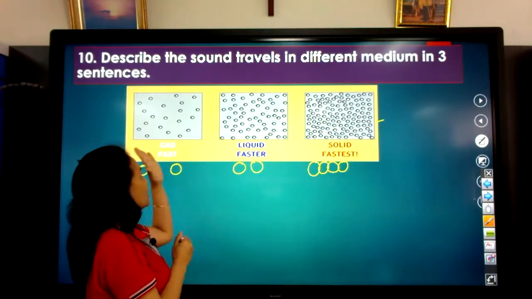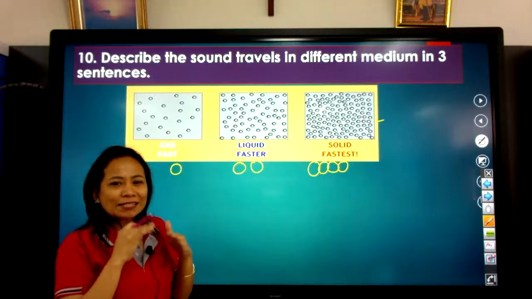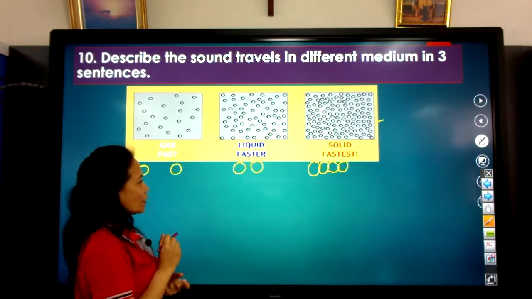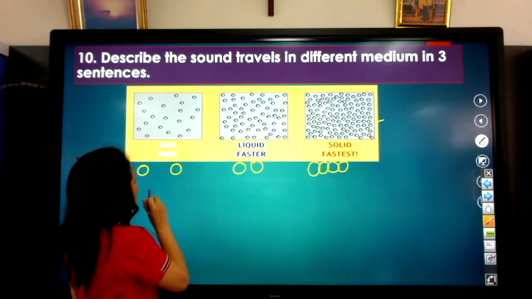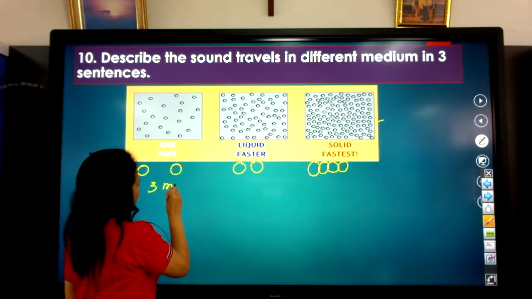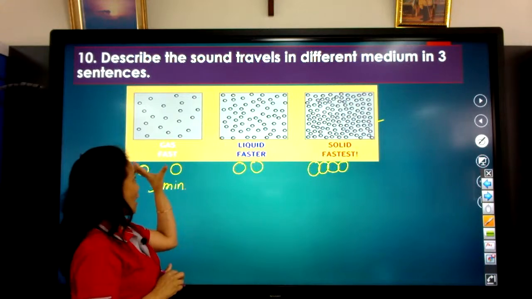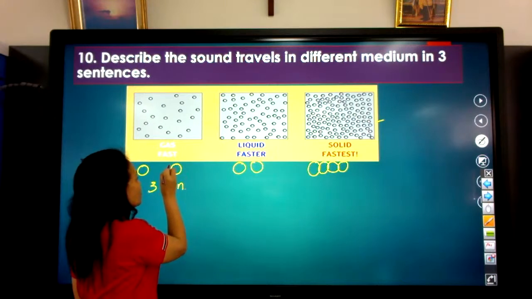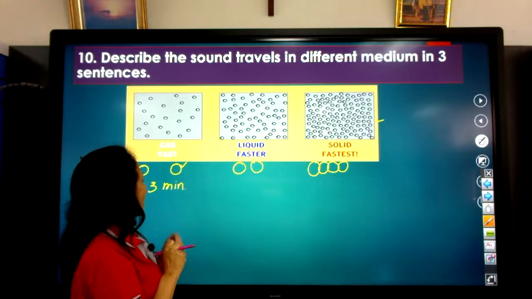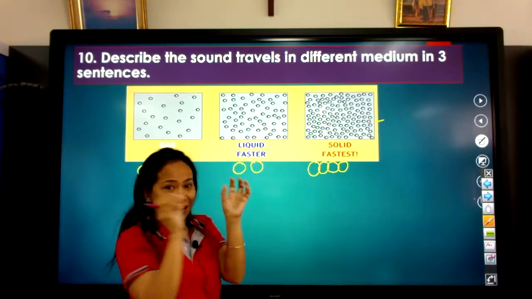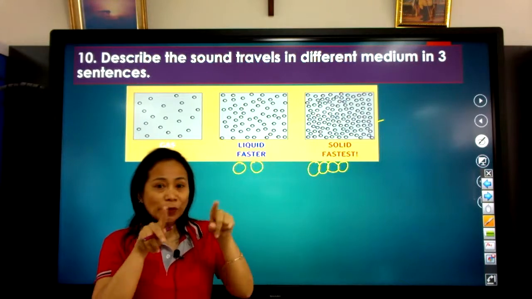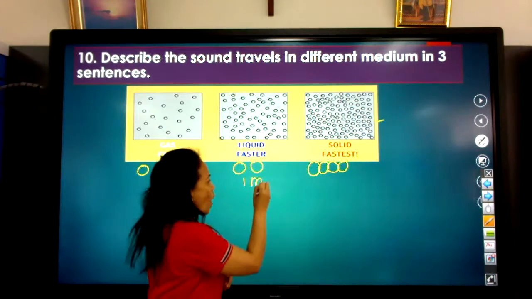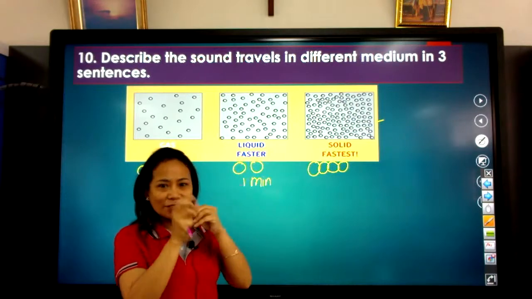So let's go back to liquid. For example, when you send me a message, this is only an example if we use a time. So it takes like 3 minutes, right? For example, only in gas. It takes 3 minutes before the next molecule receives the message, right? To vibrate. While in liquid, because they have a small space between the two molecules, it takes like 1 minute only, right? 1 minute. So the other molecule vibrates.